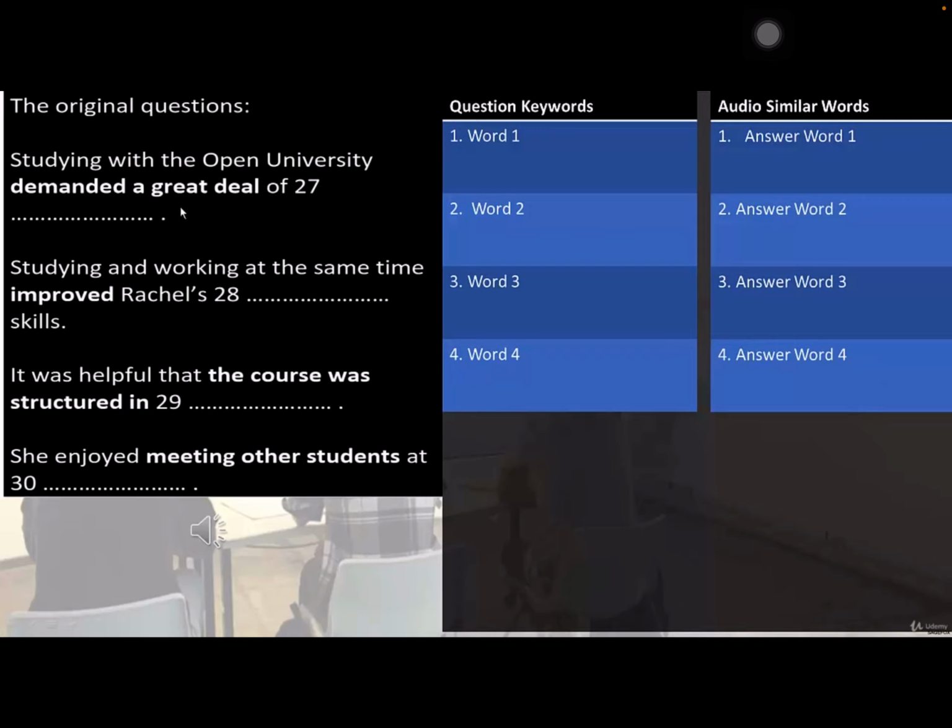So I know that when they're having a conversation or when they're having a short talk, you're going to hear a synonym for demanded a great deal. The answer choice will be directly connected to that language. So if you hear the synonym or hear the paraphrase, you hear the answer. It's very, very easy if you can do that.